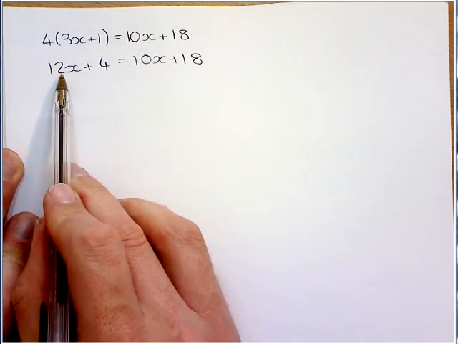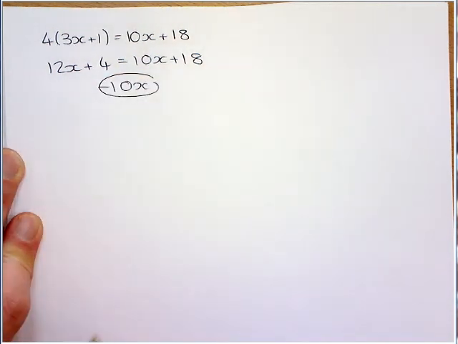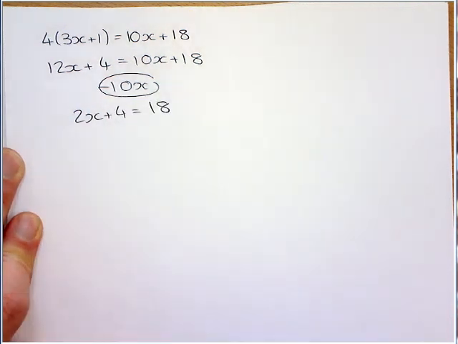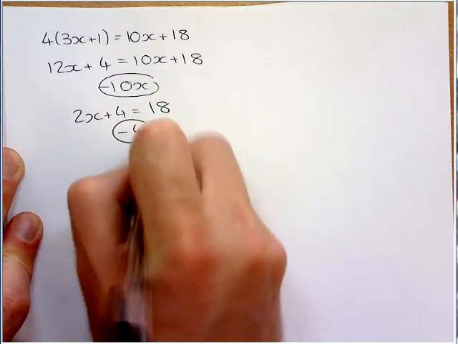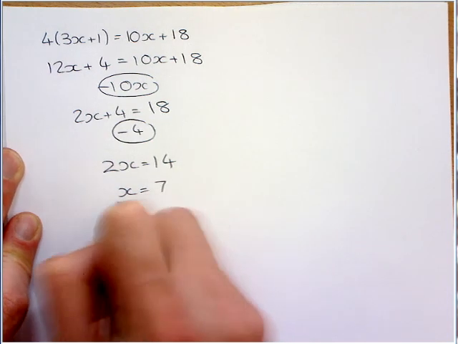The x's have the most here, so we need to remove this one by subtracting 10x. So it gives me 2x plus 4 is equal to 18. X's are here, so this number's in the wrong place, so let's get rid of it. 2x is equal to 14, and now x is 7.